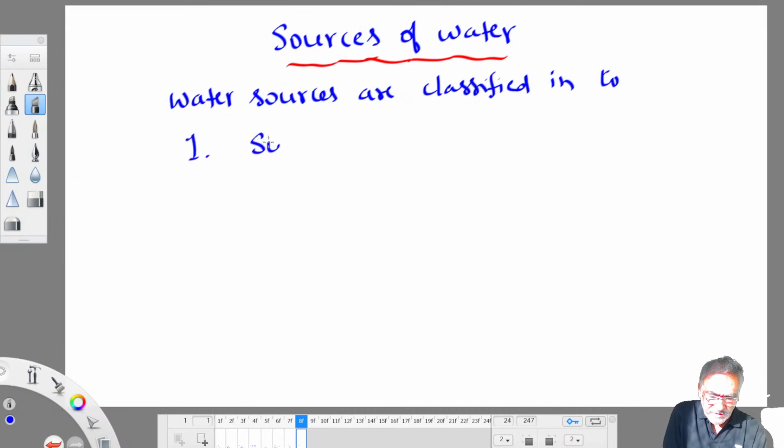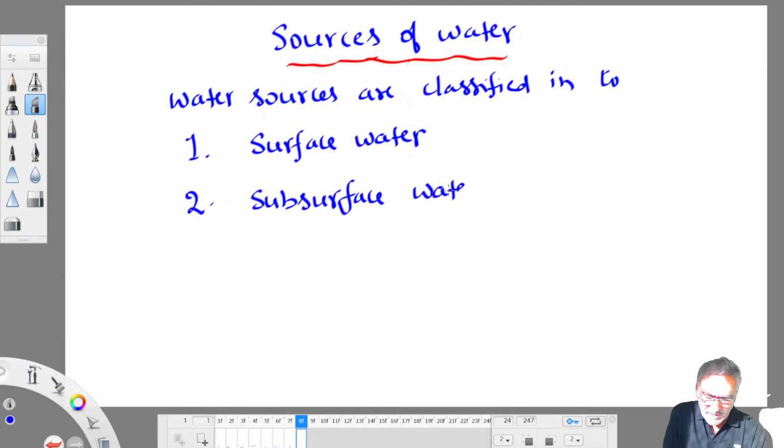One is surface waters. The other one is subsurface water. From the GATE exam point of view, you are supposed to have an idea of which is good, which is bad, and which is best for your community. So many sources are there around you, and you have to make a choice, right?